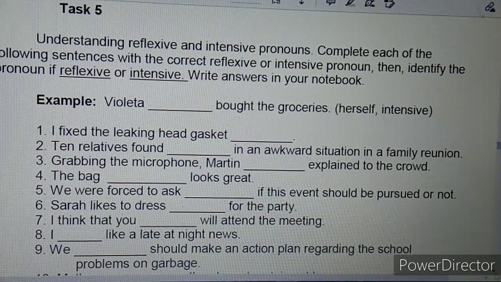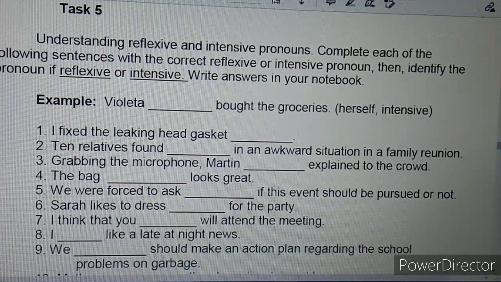Now let's move on to number 3. Grabbing the microphone, Martin blank explained to the crowd. So using the subject Martin, what do you think is the answer? So the correct answer is himself. And himself in this example is an intensive pronoun. Again, the correct answer for number 3 is himself, comma, intensive.